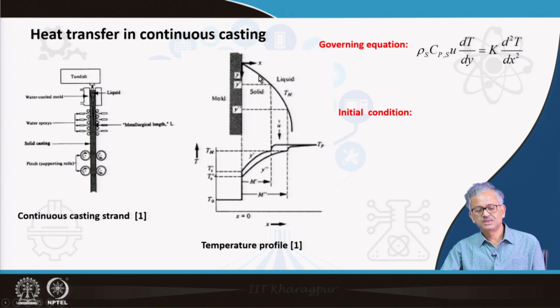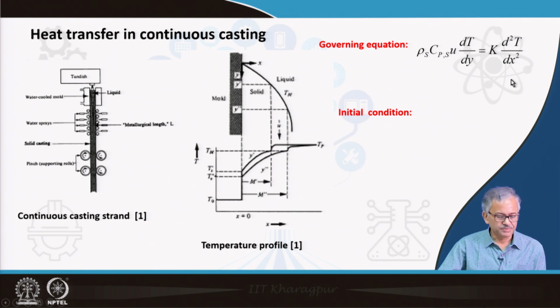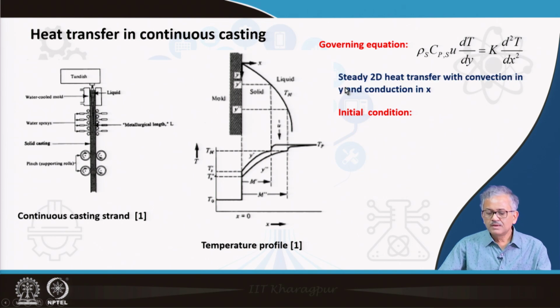If you make a heat balance on a fixed control volume, you will find that a certain amount of heat is coming into the control volume and going out in the y direction, while in the x direction heat is diffusing, and then you get this type of equation. It is basically a steady 2D heat transfer with convection in y and conduction in x.